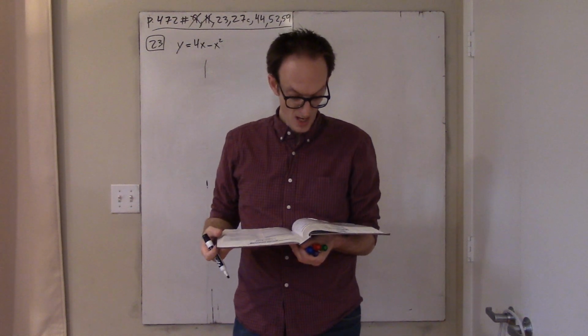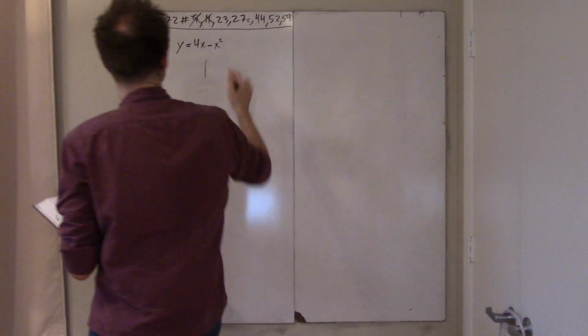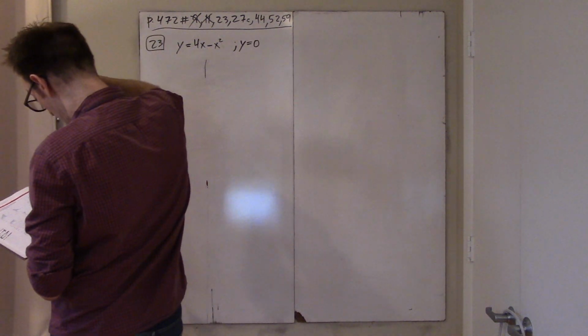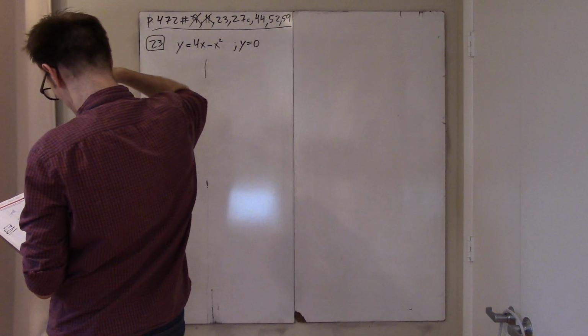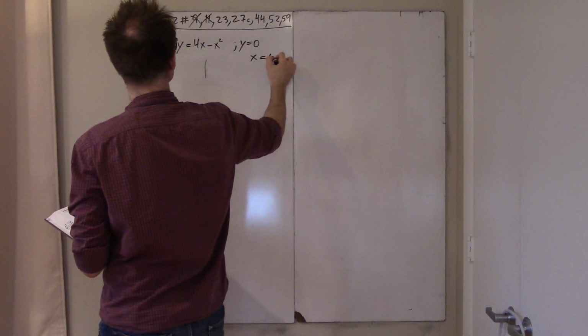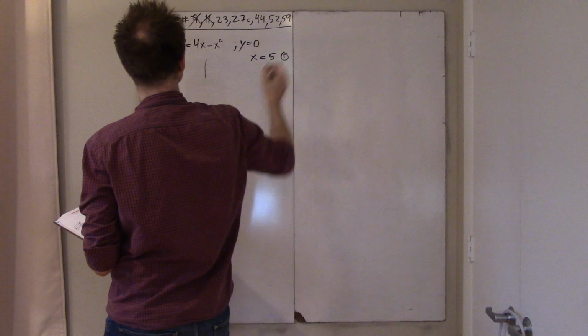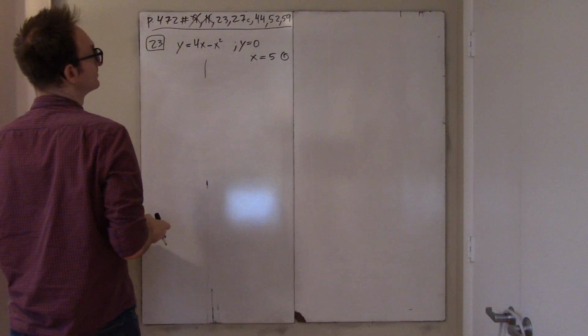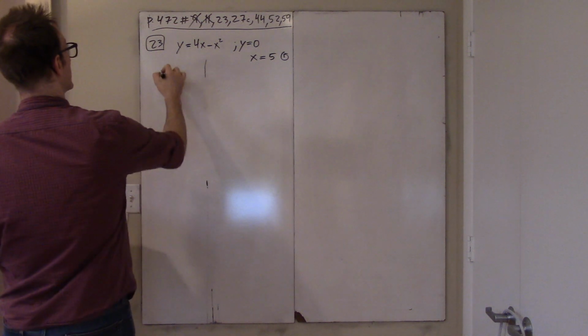Now 23. y equals 0. So the directions are, use the shell method to find the volume of the solid generated by revolving the plane region about the given line. But in this case, the given line is x equals 5. So I'm rotating about x equals 5. Okay, so that's like a whole new thing.